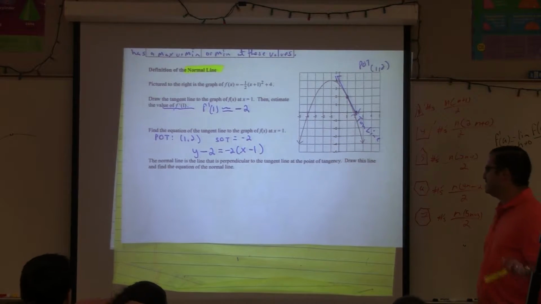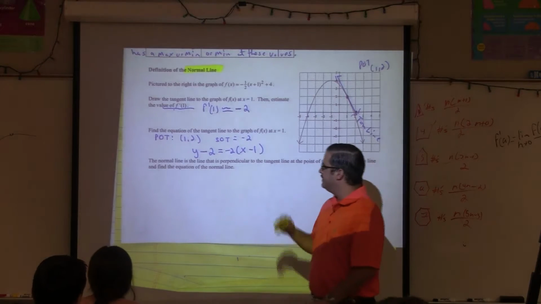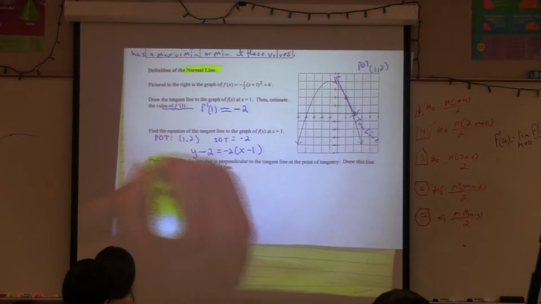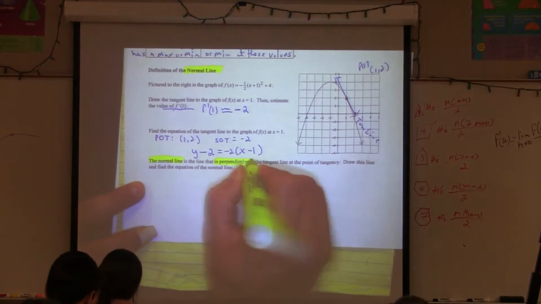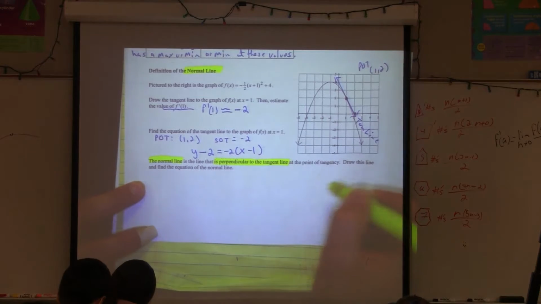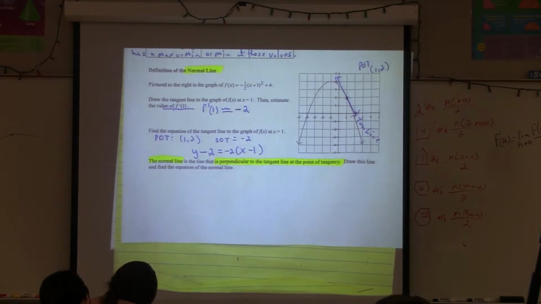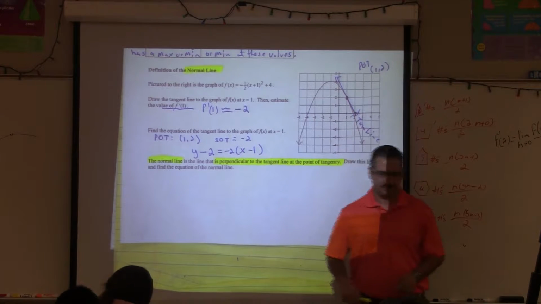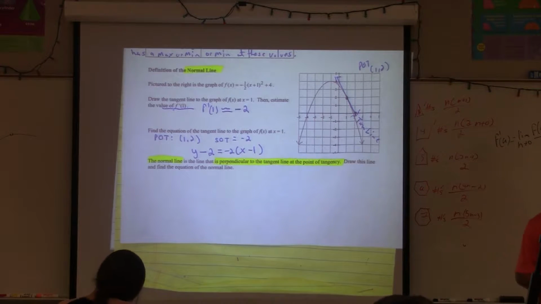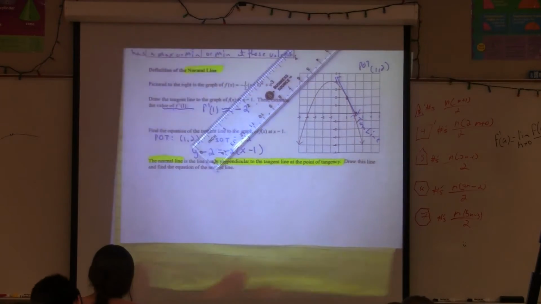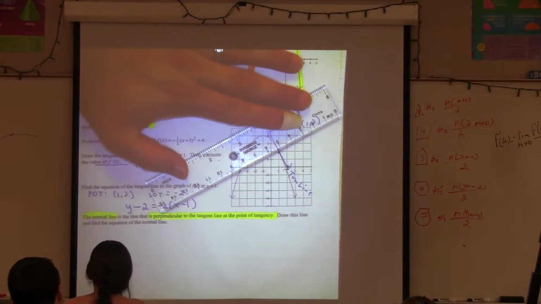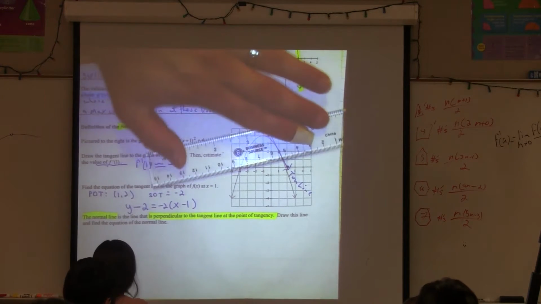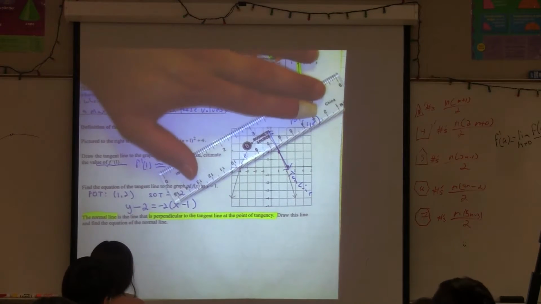Alright, so the next statement is basically saying what I told you earlier. The normal line is a line that is what? Perpendicular to the what? At the point of tangency. So then it says draw this line and find the equation of the normal line. So now I know I need to draw a perpendicular line to this one, but how do I know exactly where to draw it so that it has an angle of 90 degrees? Do I just más o menos it, or do I actually figure out how it's supposed to be?